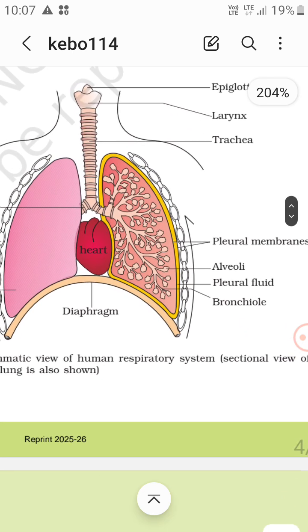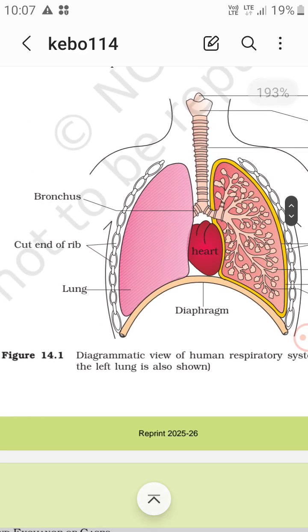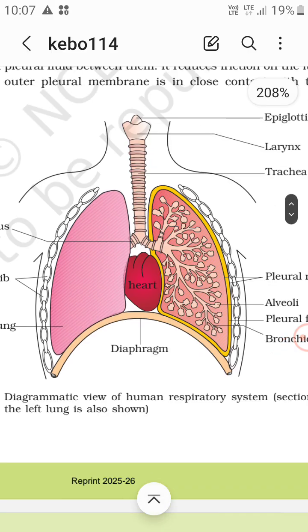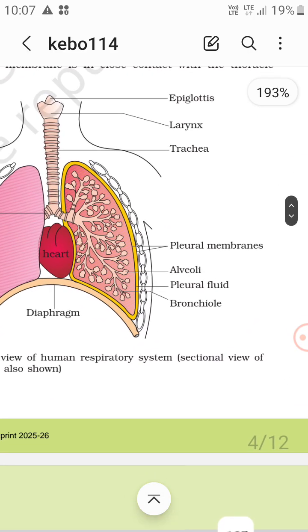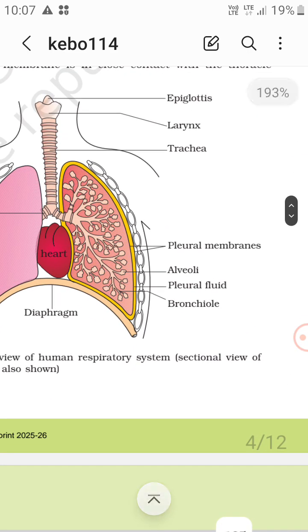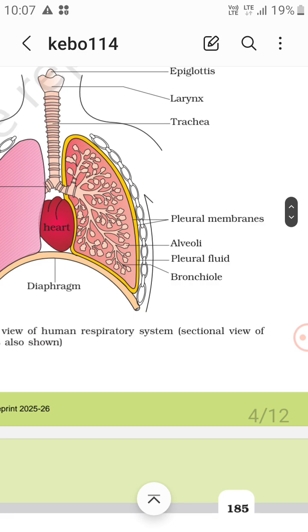Bronchus, as you can see, this is the bronchus, that is primary bronchi, then secondary bronchi, then tertiary bronchi. This one is the trachea, this one is the larynx, this one is the epiglottis. Then there is the pleural membrane, and then there are alveoli inside at the terminal. At the end of the terminal bronchi there are ducts, and then the alveoli. There is pleural fluid present between the pleural membranes, and then there are the bronchioles.